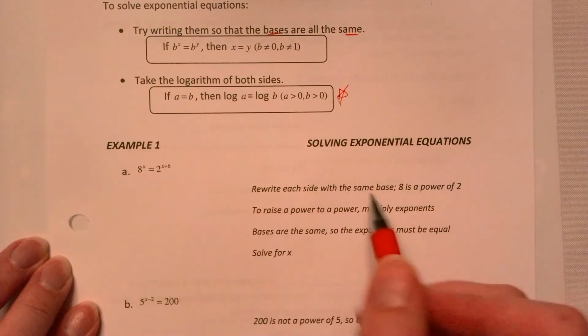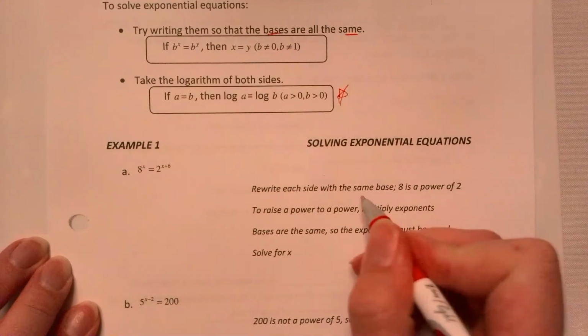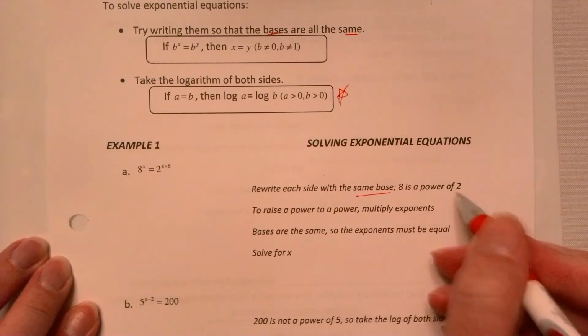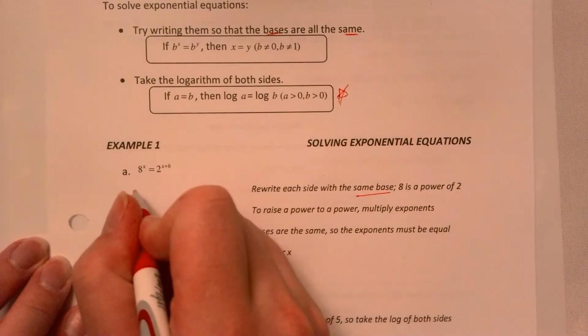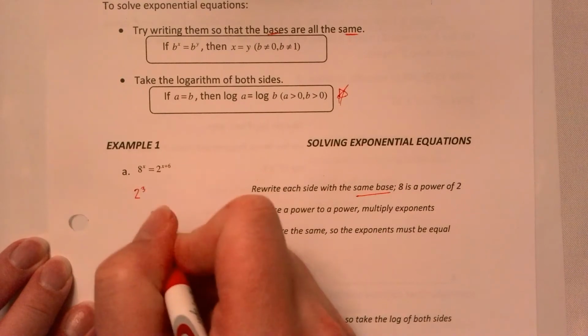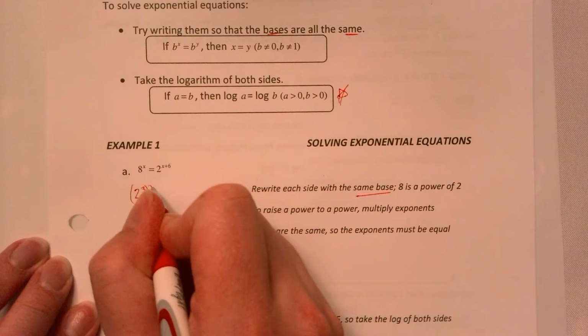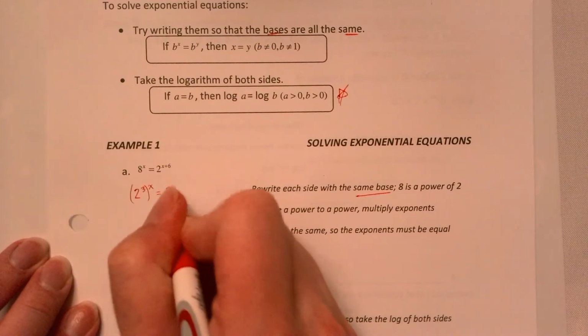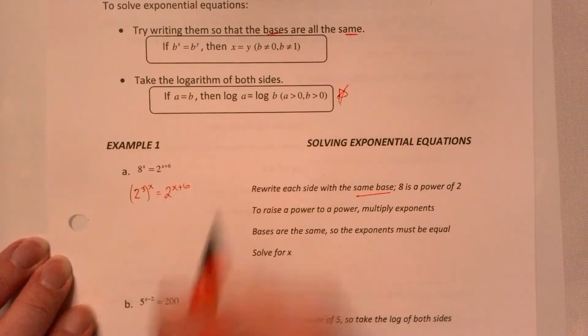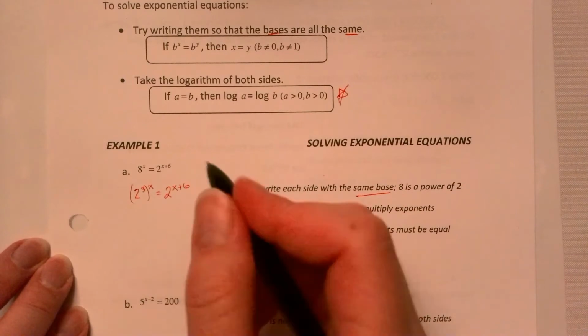What we're going to do is rewrite each side with the same base. That's what we're going for, that same base, and we're going to have a power of 2. So 2 to the third is the same as 8. So I'm replacing my 8 with 2 to the third, to the power of x, and that equals 2 to the x plus 6. So there you have it, right here. Here's what we're looking for.